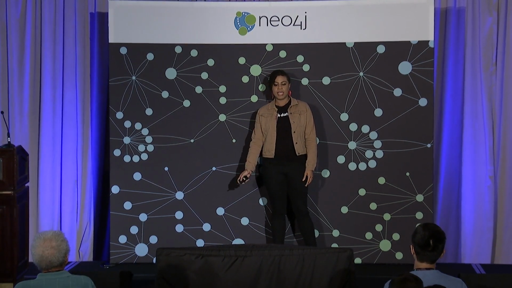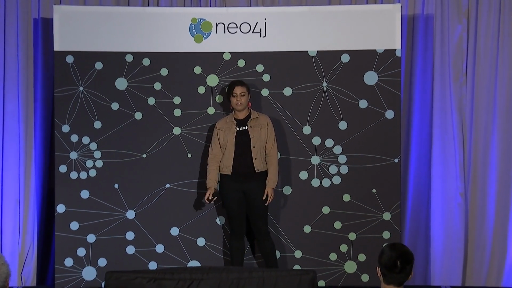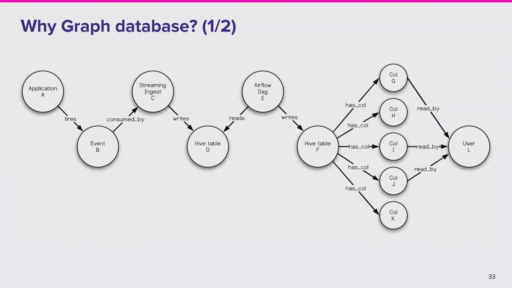If you remember that diagram of the Lyft data ecosystem, it can pretty much be modeled as a graph. We have this concept of application A firing an event B. That event B gets ingested into streaming framework C. From there, it's written to Hive table D. We have Airflow transforming that data, reading and writing, and so on and so forth. So the ecosystem that we are trying to model can be expressed as a graph, and we found that to be very powerful, especially for capturing all of these relationships.